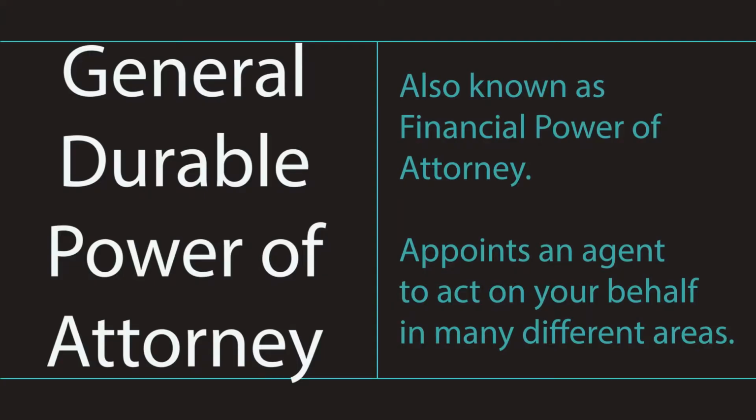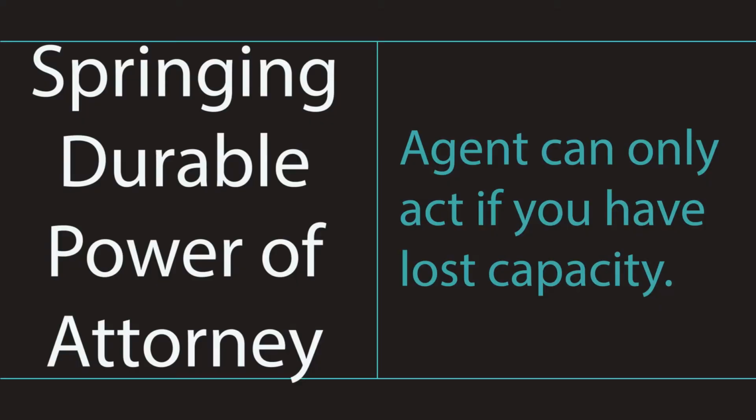The most common type of power of attorney is a general durable power of attorney, otherwise known as a financial power of attorney. This appoints an agent to act on your behalf in many different areas, such as banking, taxes, purchasing real property, or even making gifts on your behalf. Another type of power of attorney is a springing durable power of attorney. This power of attorney only springs into effect once you've become incapacitated. Your agent can't act on your behalf until you've lost capacity.